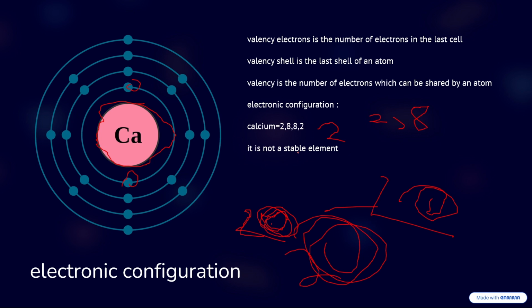Now a total of 10 electrons are remaining. It accommodates 8 more electrons in the third shell, so we have written 8. And in the last shell only 2 electrons remain: 2 plus 8 is 10, 10 plus 8 is 18, so 2 electrons remain, as the total electrons are 20. These 2 electrons are accommodated in the last shell. The maximum electrons the last shell can contain is 2. So this is how electronic configuration goes.